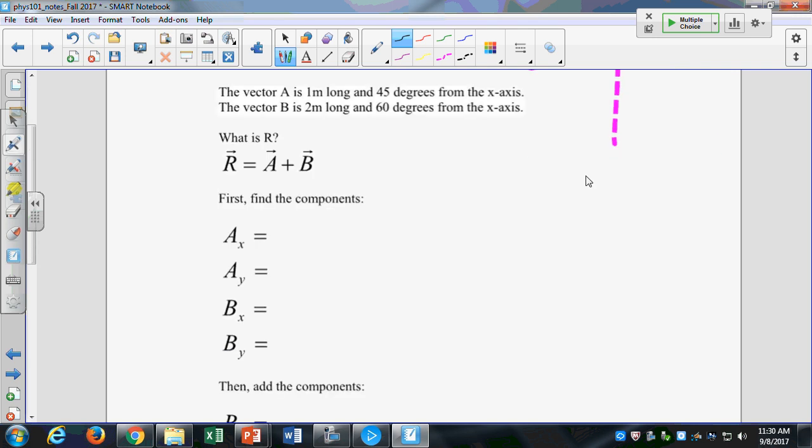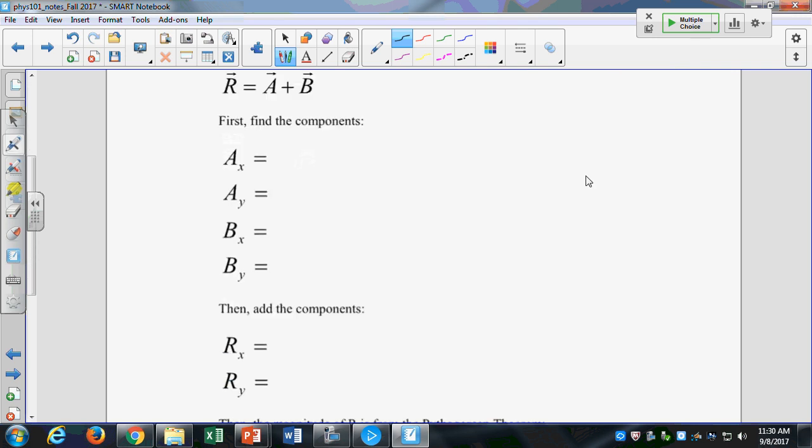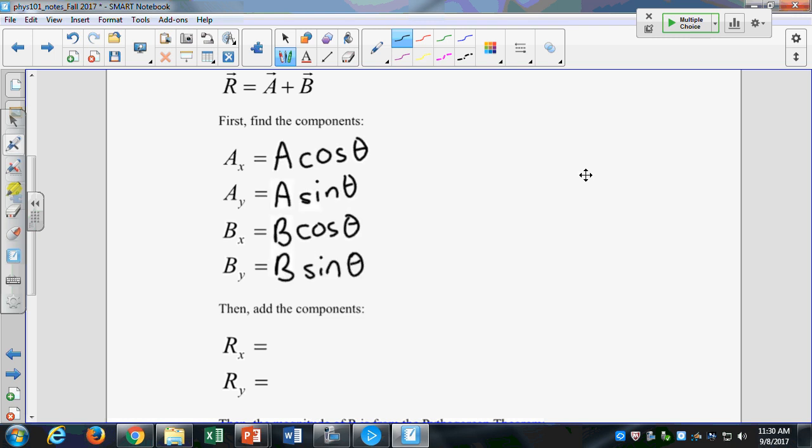So my first step is to find the components. AX, A cosine theta, A sine theta, B cosine theta, B sine theta. Listen, if you have your calculator, just make sure that you're getting the numbers that I'm getting, at least on one of these. You don't have to calculate them all. But you'll need to have your calculator in degree mode.